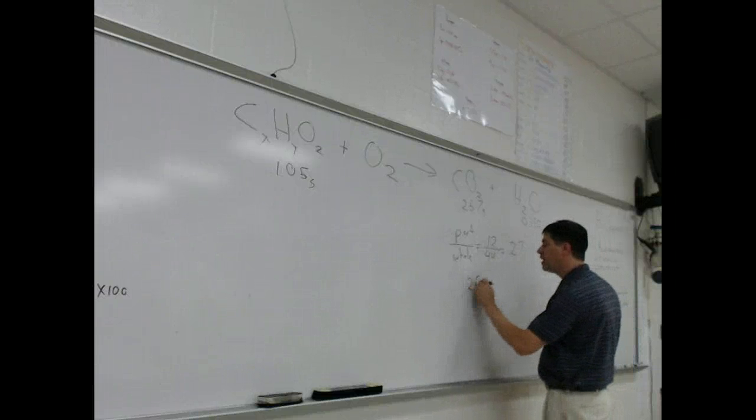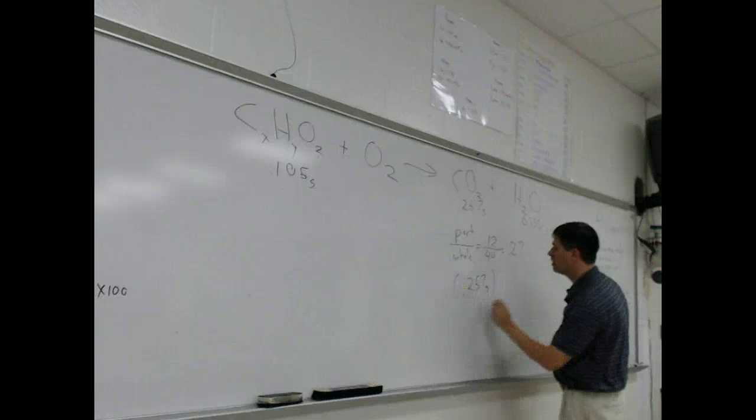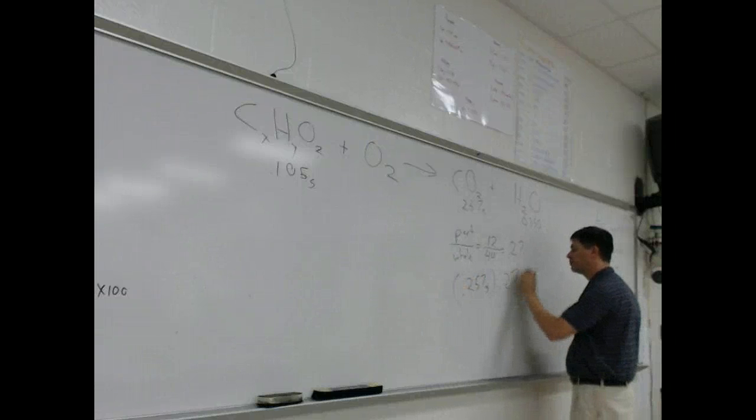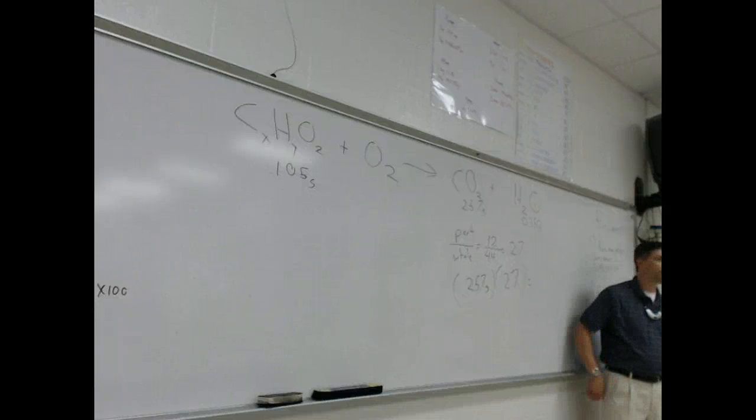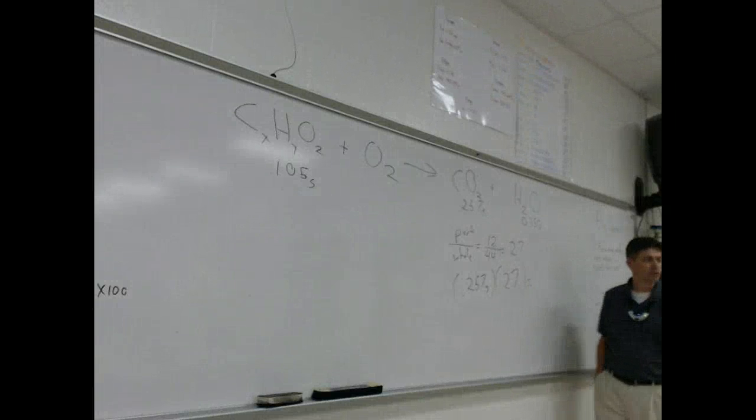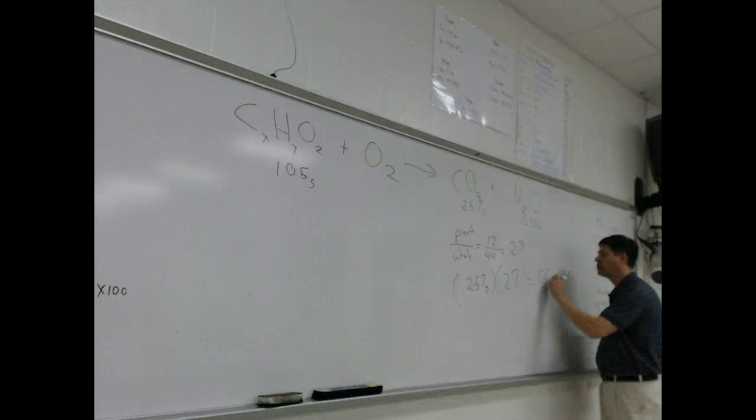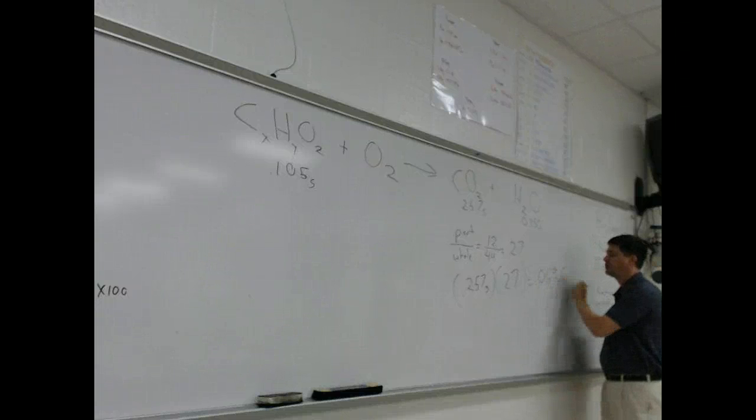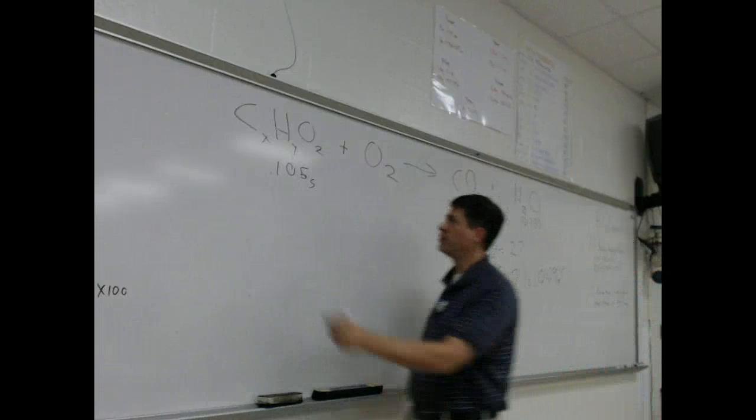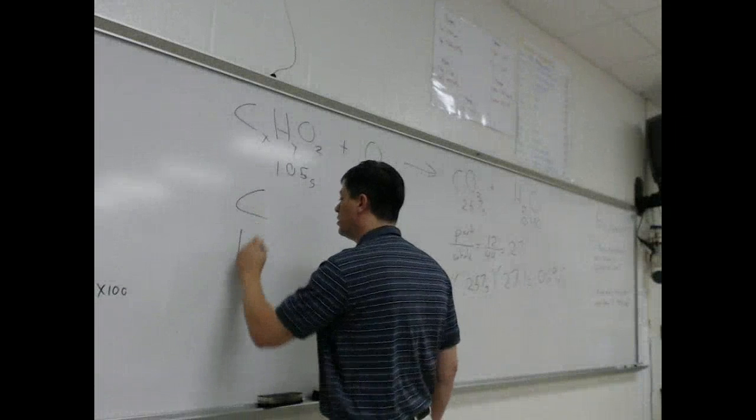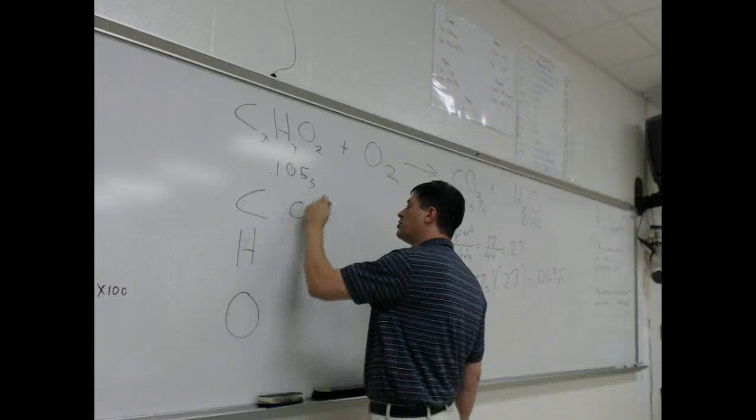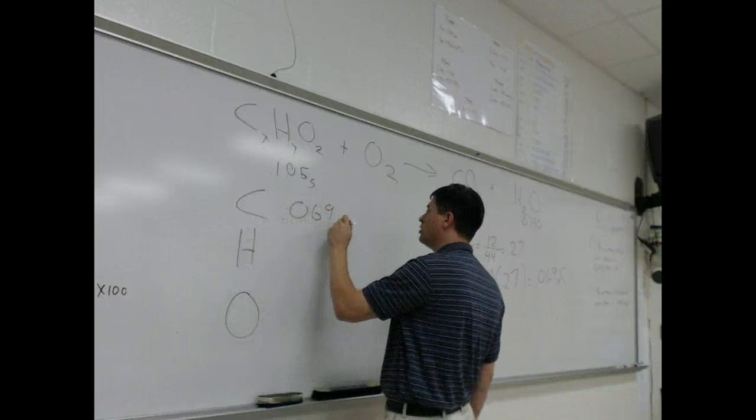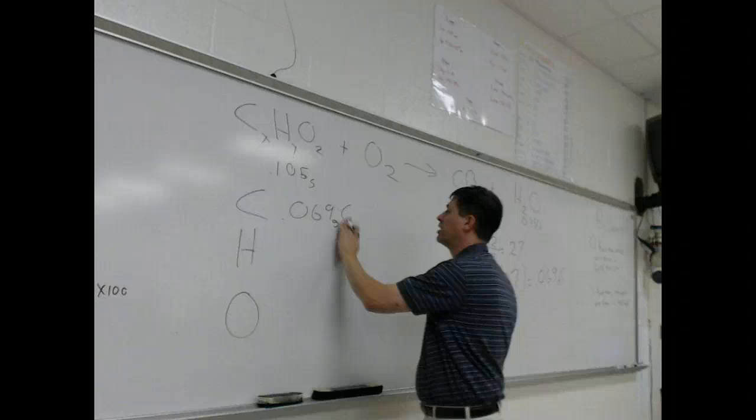So 0.257 grams times 0.27. What is the mass of the carbon? 0.069. 0.069 grams of C. I'm going to write that over here. We have 0.069 grams of carbon.